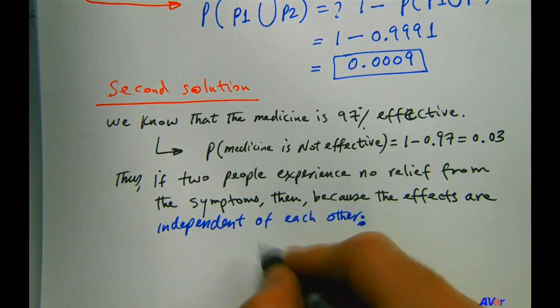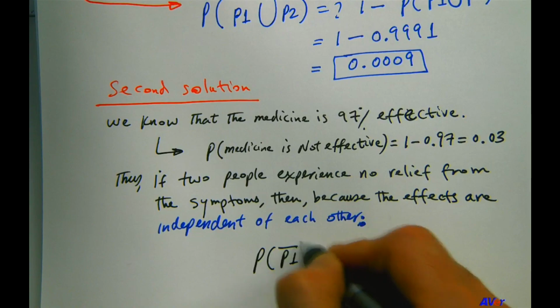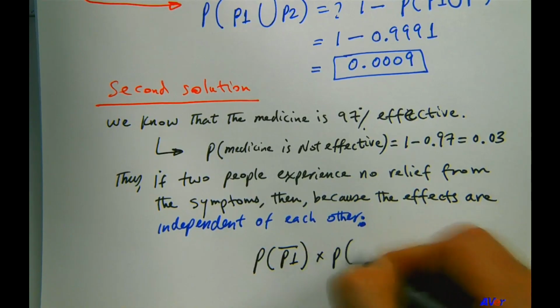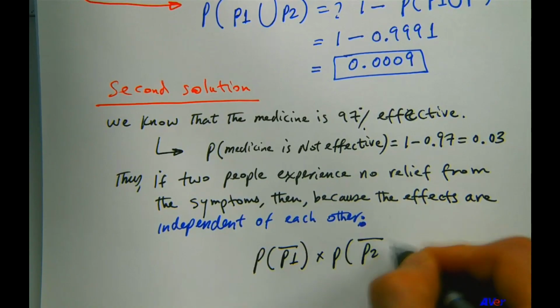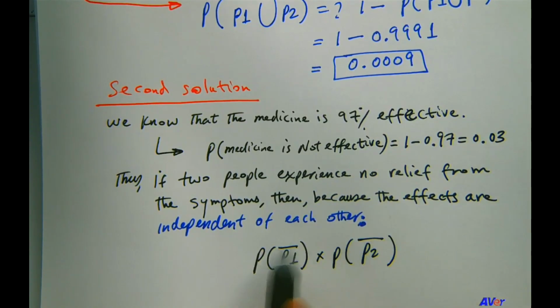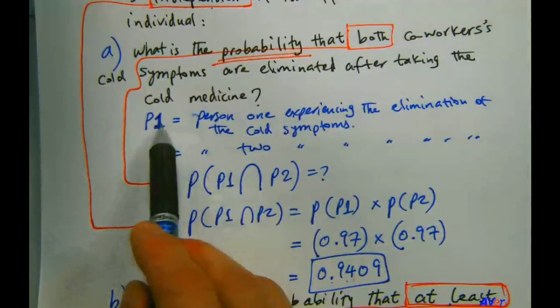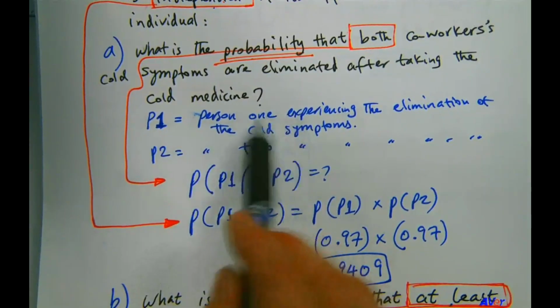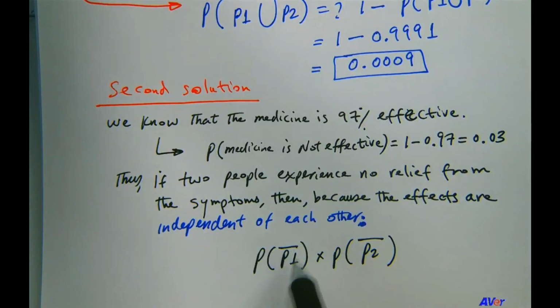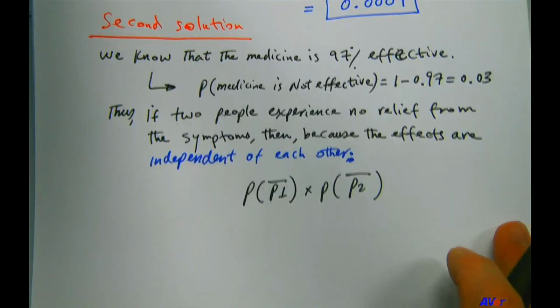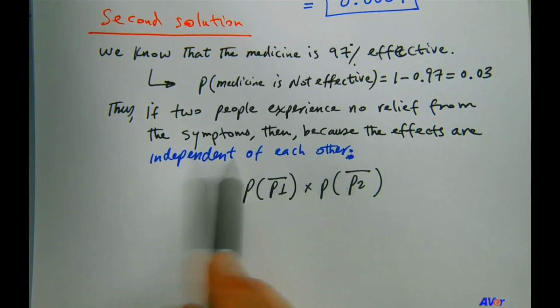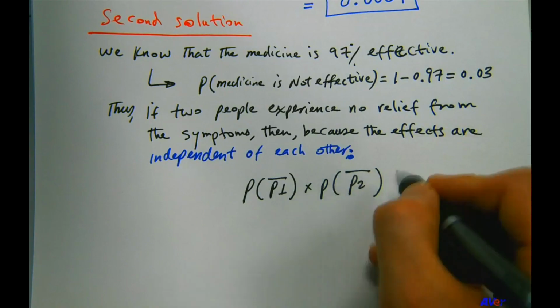probability that one person experiences no effect times probability that the second individual experiences no effect. So I'm taking the bar on top. Of course, you remember it refers to the complement of an event. So remember that P1 was we labeled this as person one experiencing the elimination of the cold symptoms. So P1 bar, like that, means that person one does not experience any relief from the symptoms. And because these are independent from individual to individual, we can multiply them together.